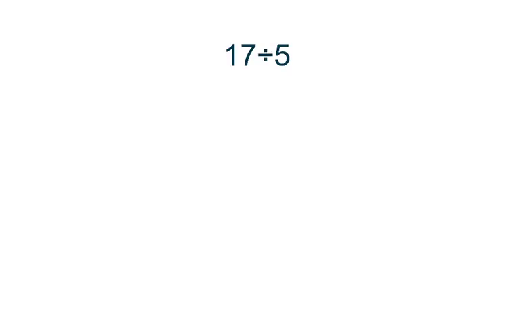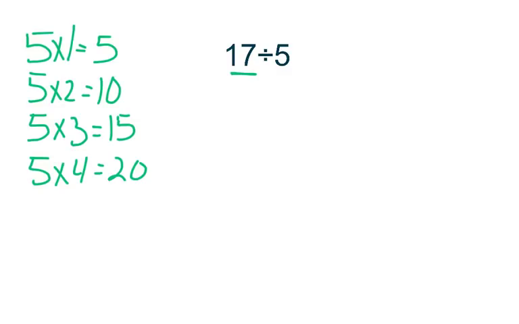Because I'm dealing with some pretty small numbers, I'm going to start with 5 times 1, and then I'm going to go from there. Now the key is I have to stop as soon as I get over my dividend of 17. When I was doing my other lesson, when I was finding my estimate, it was okay for me to go over my dividend. When I'm finding my quotient and my remainder, I cannot go over my dividend.